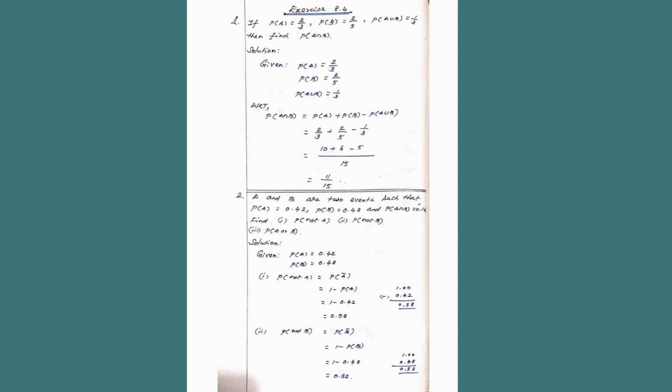Now the first question is P of not A, means P of A bar. You know the formula. P of A bar is equal to 1 minus P of A. So 1 minus, you substitute 0.42 for P of A. So 1 minus 0.42. Now you subtract 0.42 from 1. We get the answer is 0.58.